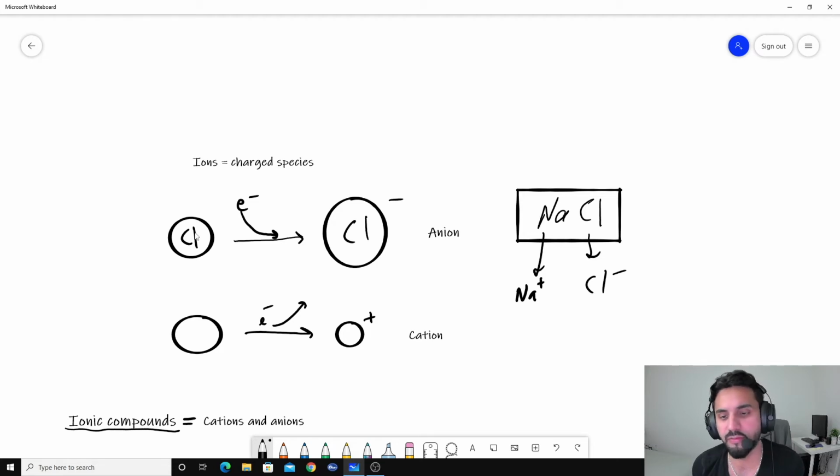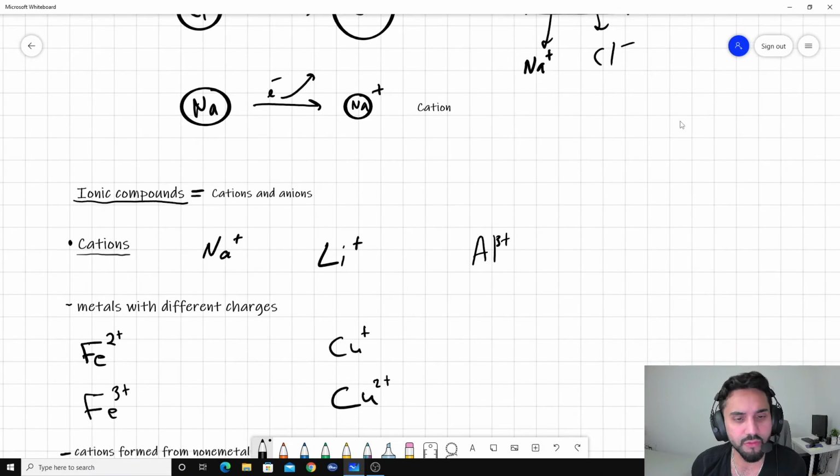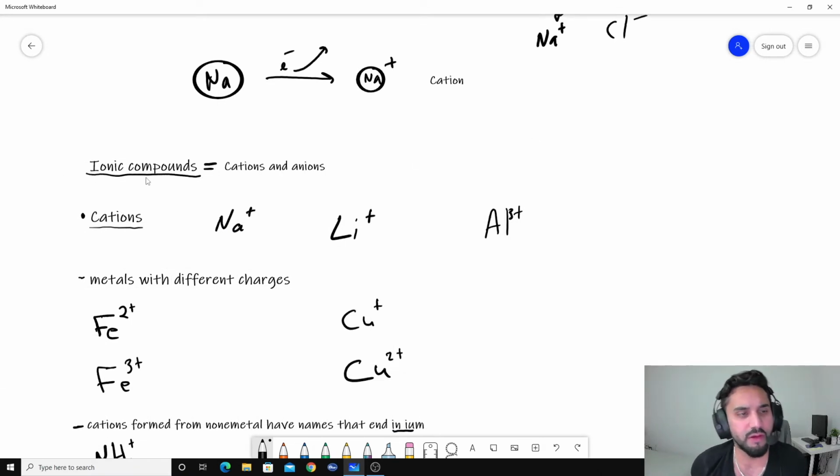It comes initially from the sodium here, and then the sodium here loses this electron, which chlorine gains and becomes a negative charge. Negatively charged ions we call anions, and positively charged ions we call cations. So what is an ionic compound? An ionic compound is made up of cations and anions.